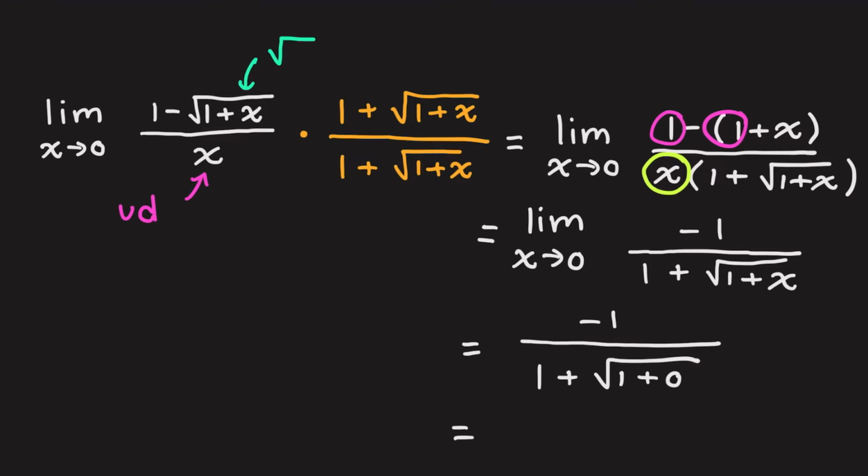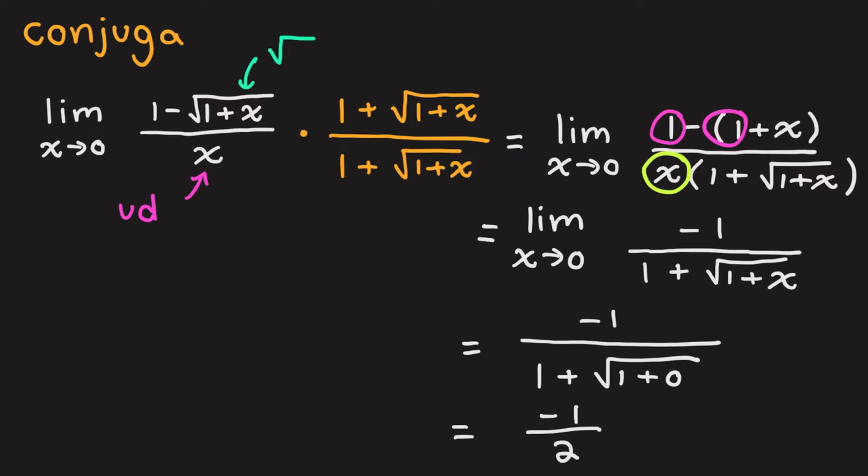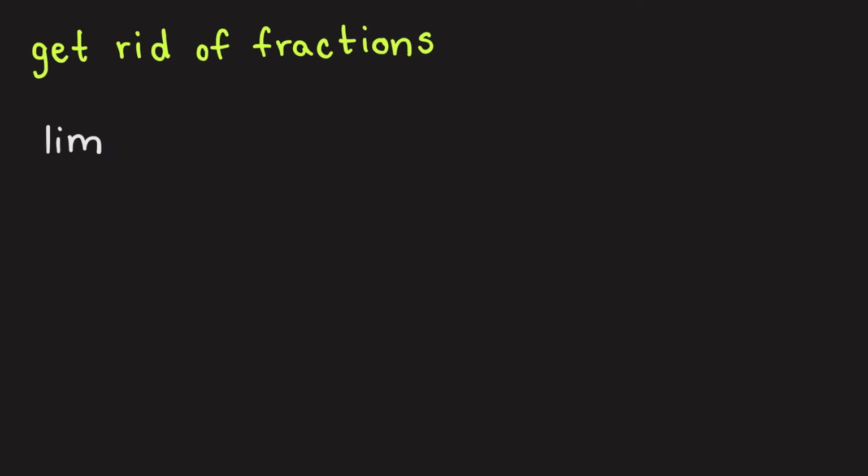Since we've plugged it in, we don't need to rewrite the limit as x goes to 0. The final answer is negative 1/2, and we got to this answer by multiplying by the conjugate. This method will help us simplify the function so it's easier to evaluate the limit. So this next method is to get rid of fractions.